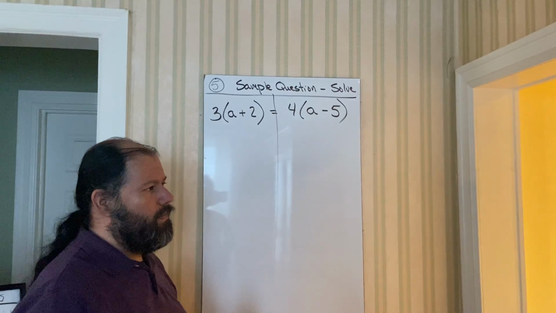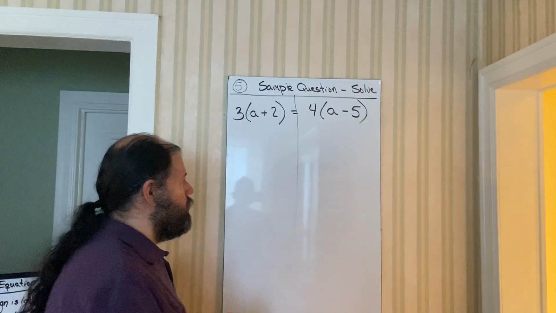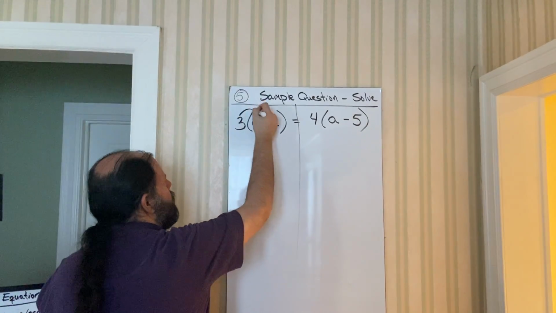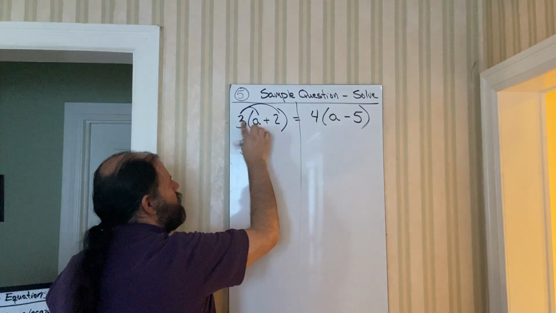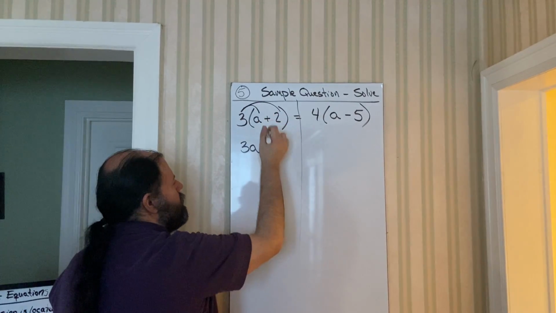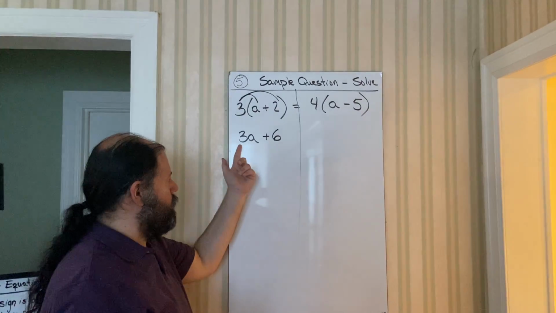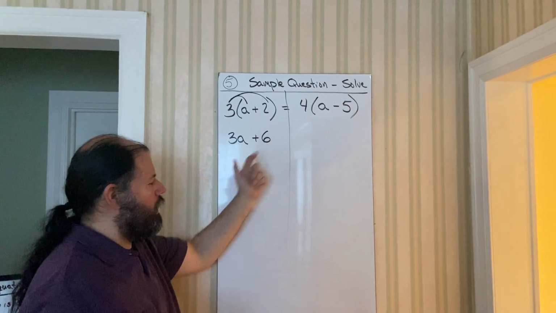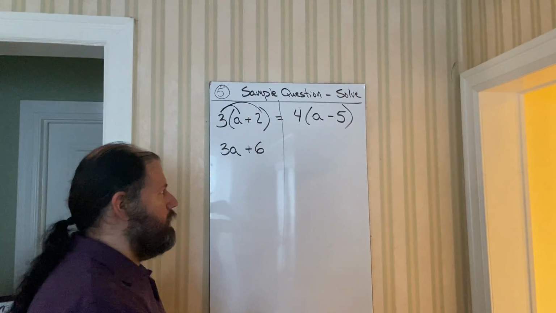Let's look over here. Got a set of parentheses. So we're going to distribute to get rid of this parentheses on the left. 3 times A is 3A. 3 times 2, positive times positive, will give us a positive 6. Do we have any like terms? Coefficient, variable, constant. Done. Now we're going to focus on the right-hand side.